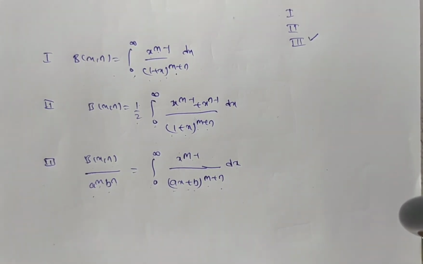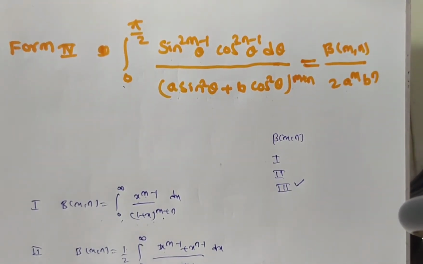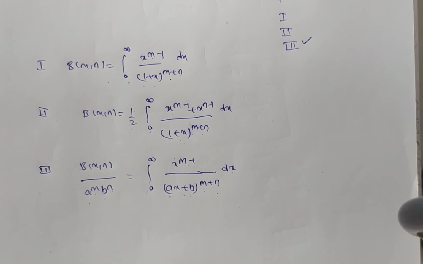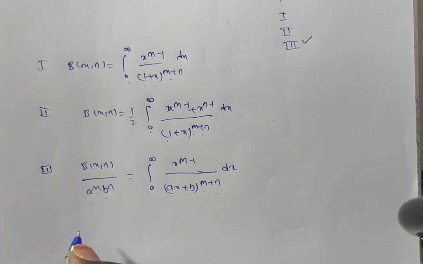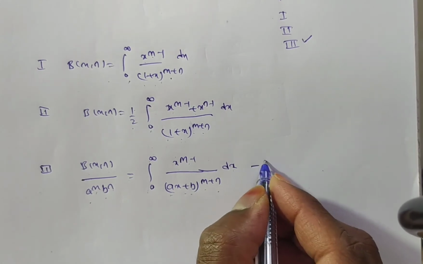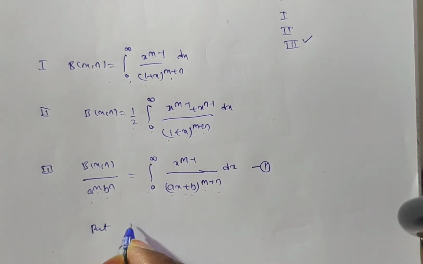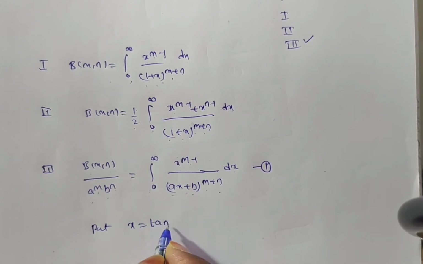Now what you require here actually is sin to the power of 2m minus 1 and cos to the power of 2n minus 1. Both you require. In this case you have only x, not y. Like replacing x is equal to sin square theta, y is equal to cos square theta, but it is not possible in this case because we don't have two variables, only one variable. So consider first this as equation number 1. In this case, you substitute, that is, put x is equal to tan square theta.